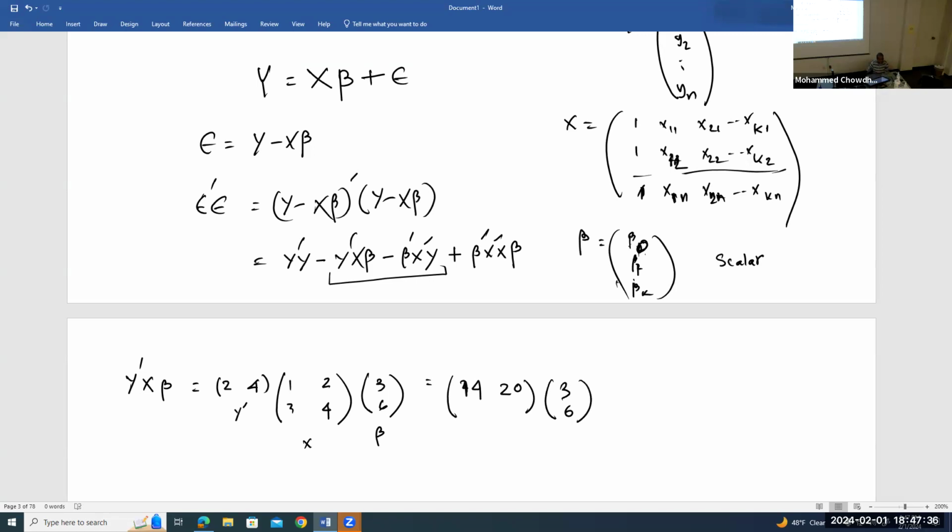Matrix multiplication, right? Now I want to multiply this and that. What do we have? 40, 42 and 120. 162, right?